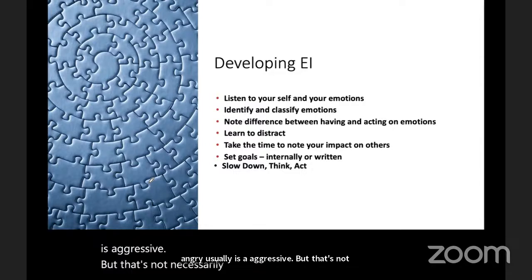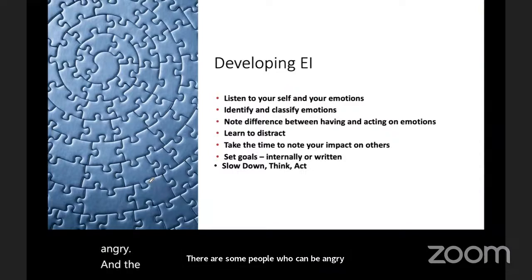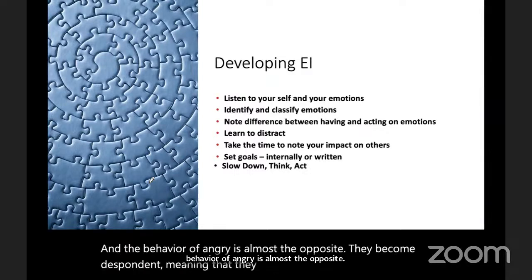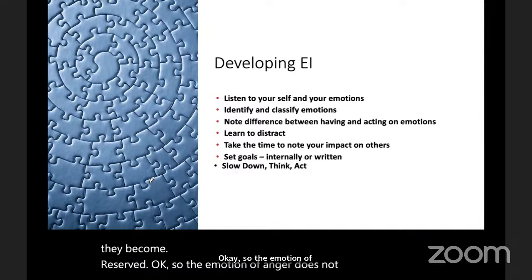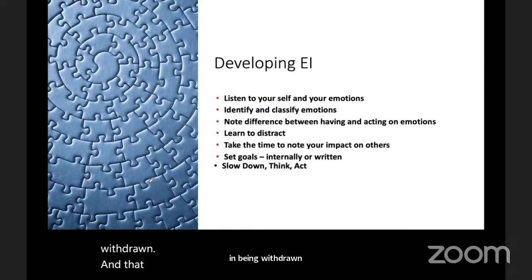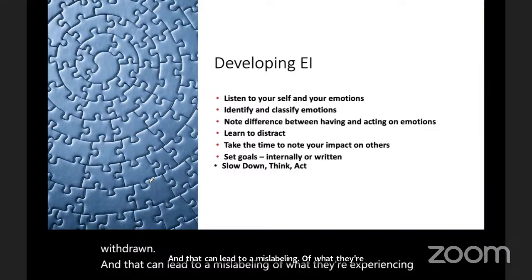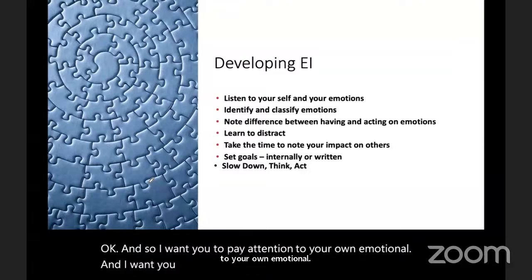There are some people who can be angry, and the behavior of angry is almost the opposite. They become despondent, meaning that they withdraw, they become quiet, they become reserved. Okay. So the emotion of anger does not always result in yelling and aggression. For some people, it can result in being withdrawn. And that can lead to a mislabeling of what they're experiencing. Okay. And so I want you to pay attention to your own emotional states, and I want you to put your own labels to them.